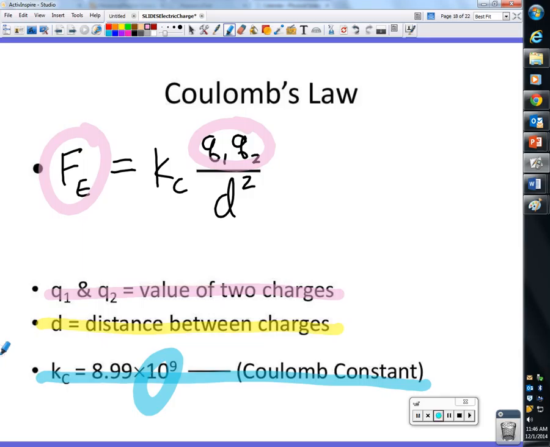So on your outline, Roman numeral number 4, Coulomb's law. Force is blank to the amount of charge. Force is directly related to the amount of charge. If we make the charges bigger, the force between them gets bigger.